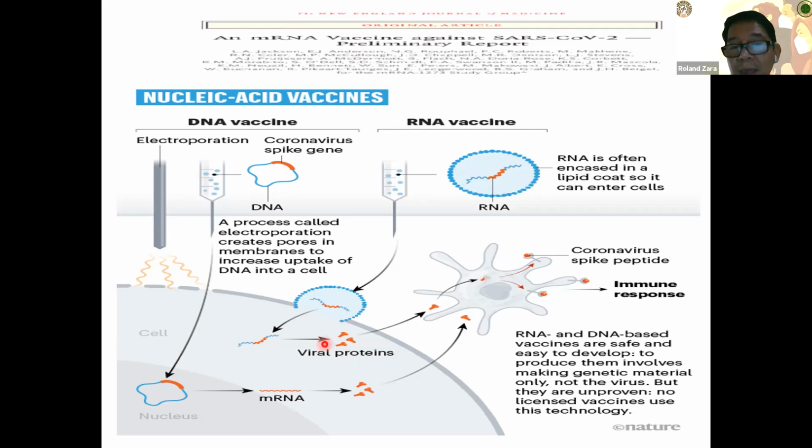The spike will present the antigen to the antigen presenting cells, which present the antigen to the helper T cell to stimulate the B cell to produce antibodies. So this is how it works. It has a lipid coat so that when injected, it is not destroyed. Because if you do not put a lipid coat and you inject the RNA directly, it can easily be destroyed in the cytoplasm.